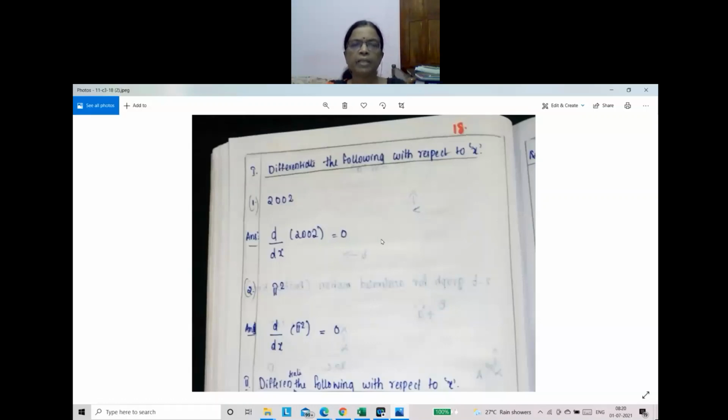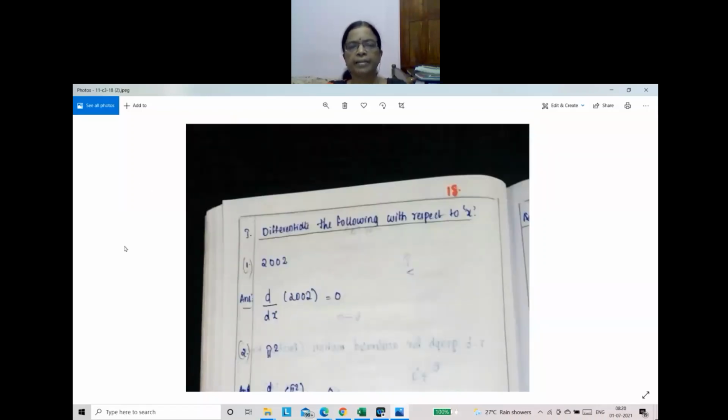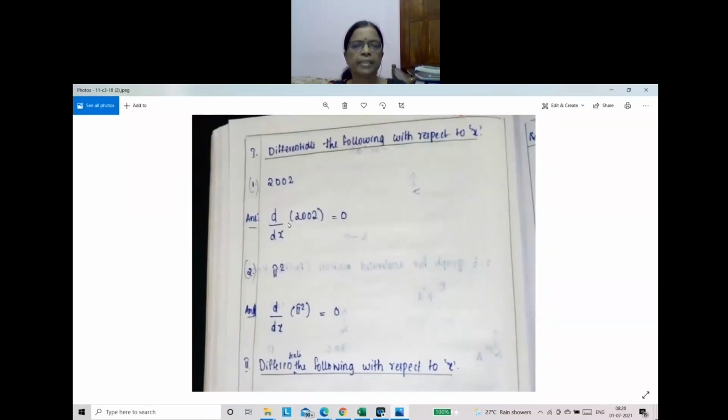Here are some formulas. Have I given the formulas, children? Yes, teacher. So I told you the derivative of a constant is 0. A constant number is given. Numbers are constants, like 2002, and you have to differentiate that with respect to x. d by dx means the first differential coefficient. It is a function, and you have to do this process.